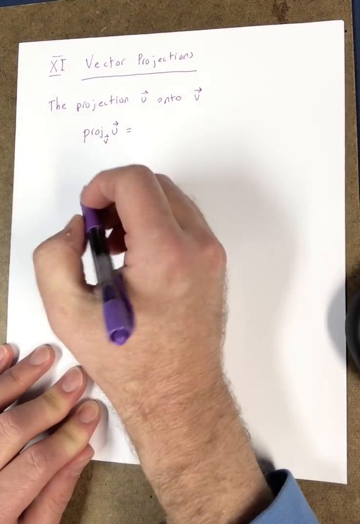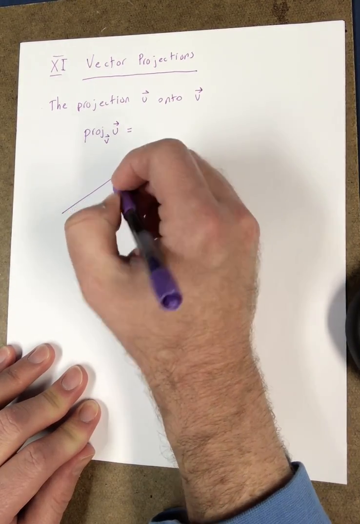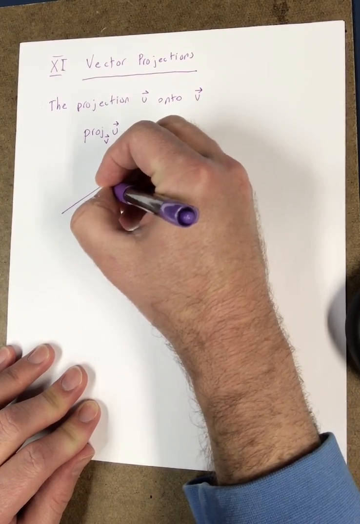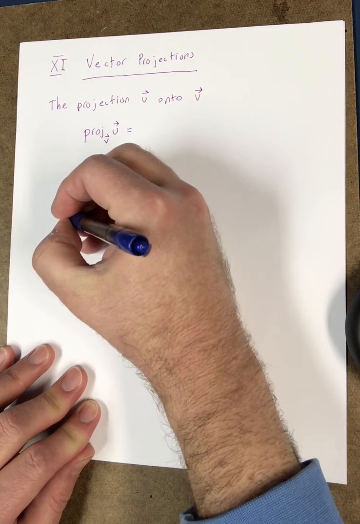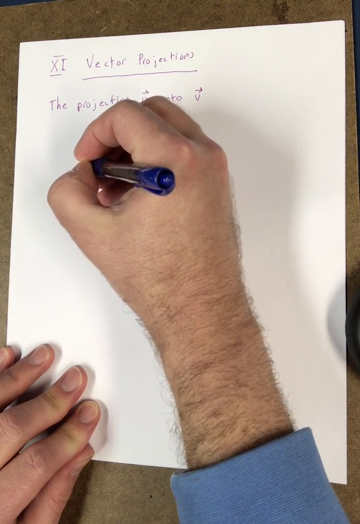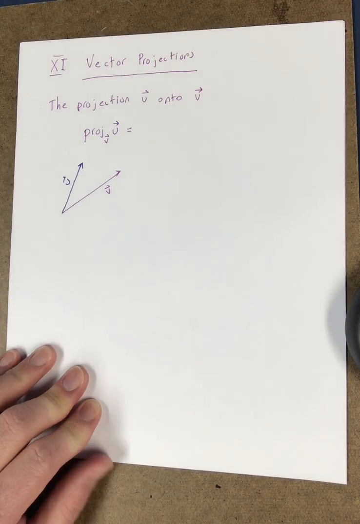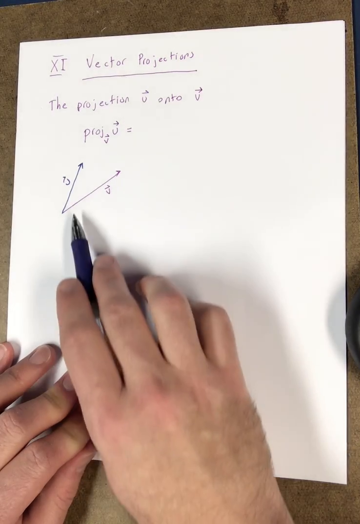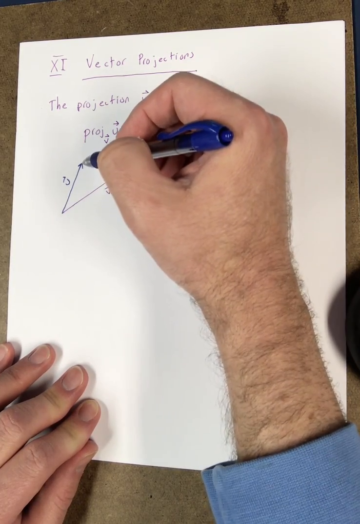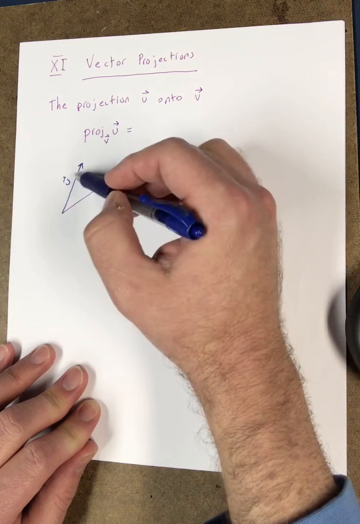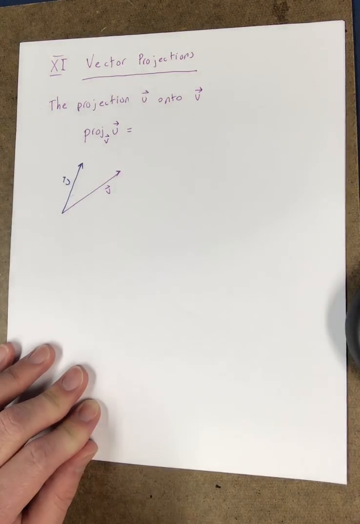But first, here's essentially what it is. So if we have a vector v here, and then we have a vector u somewhere out there, what we're looking at here is the projection of u onto v. So if we were to take this vector and talk about how much of an impact it has on v in v's direction, what would that vector look like?